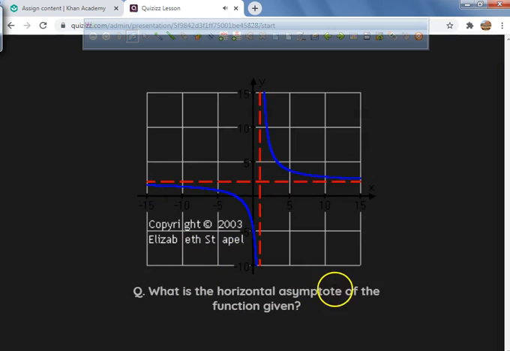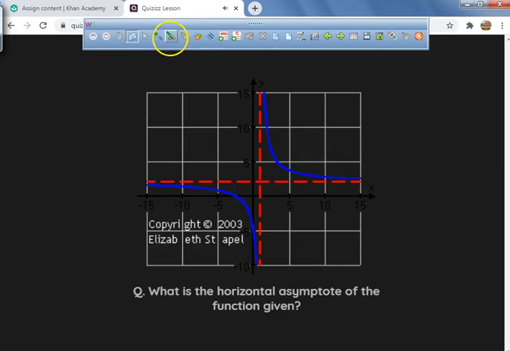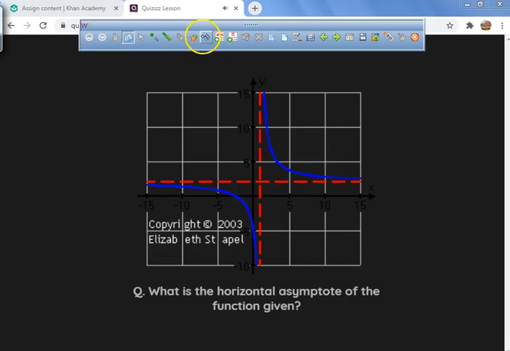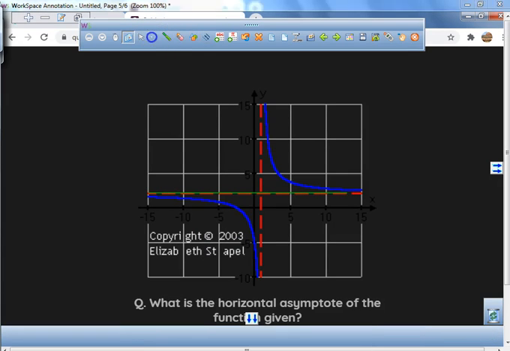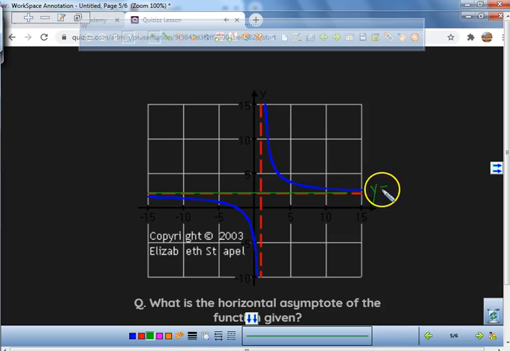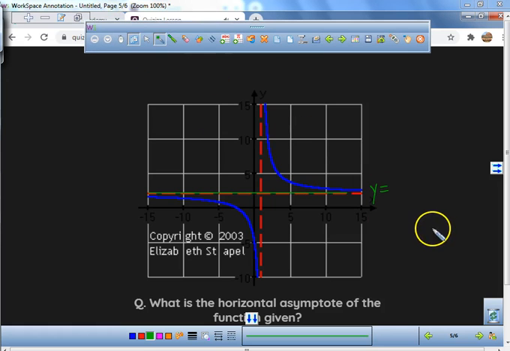What is the horizontal asymptote of the function? So I'm going to highlight it so you guys can see it, hopefully. The horizontal asymptote is this guy right there. So it's definitely y equals something. So you have to figure out of those answers what it's going to be. But that's your horizontal asymptote.